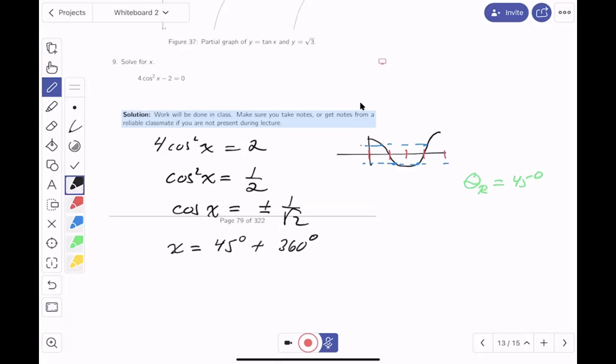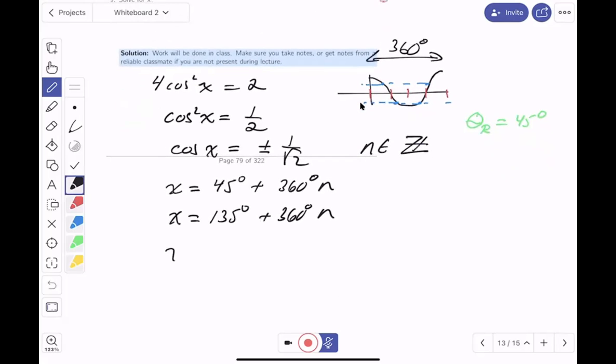It keeps repeating itself on the cycle length, which is 360 degrees n, with the understanding that n is an integer value. What's the next one? It's between 90 and 180 with a reference of 45, which means it's going to be 135 degrees plus 360 degrees n. What's the next one going to be? It's between 180 and 270 with a reference of 45, 225 degrees plus 360 degrees n.